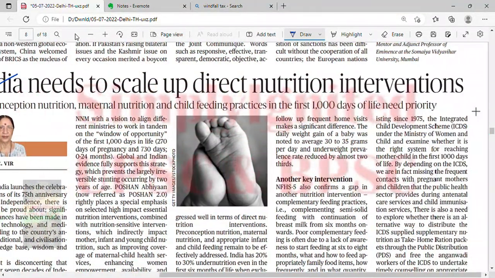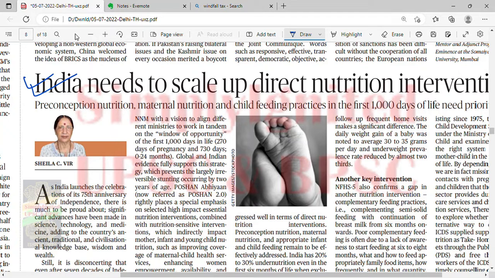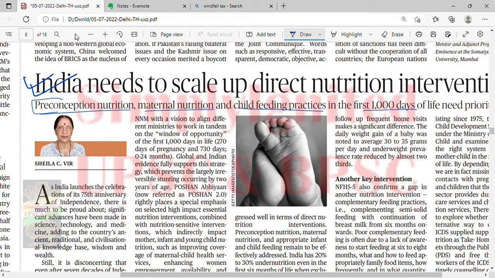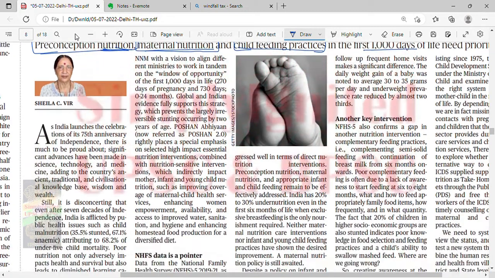India needs to scale up direct nutrition interventions. It will be a good article. Preconception nutrition, maternal nutrition, and child feeding practices in the first 1000 days of life need priority. So three things it is saying. Preconception nutrition means before women get pregnant, they should have proper nutrition. Maternal nutrition: when they are pregnant and after they have given birth to the child, the nutrition should be taken care of. It is being taken care of by the state also. And child feeding practices for the first 1000 days.